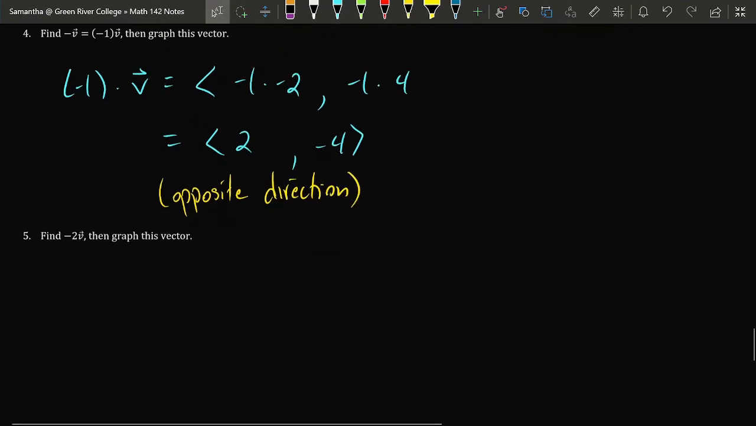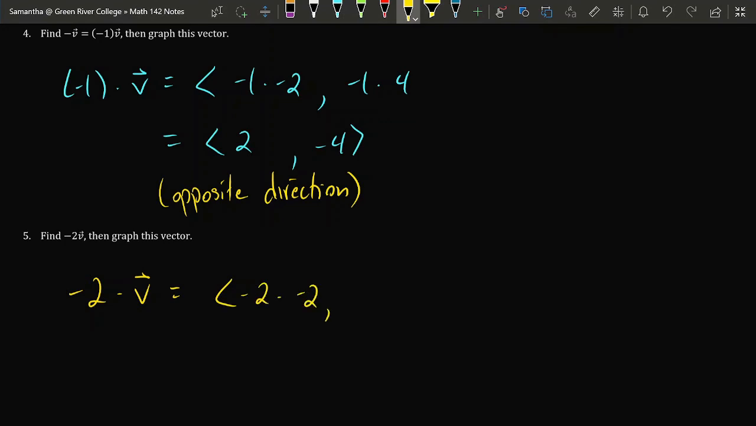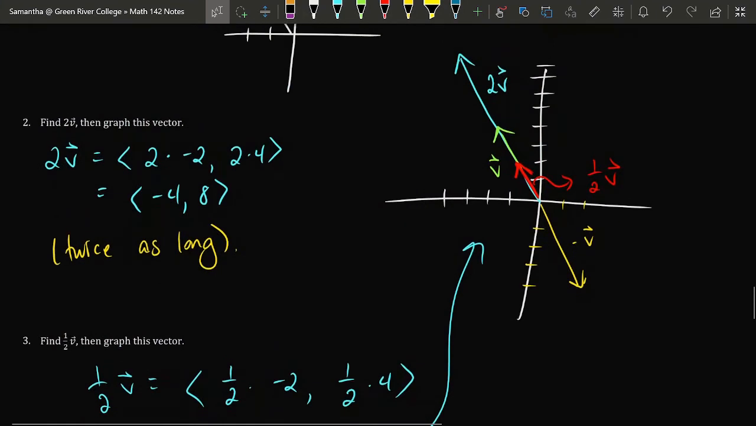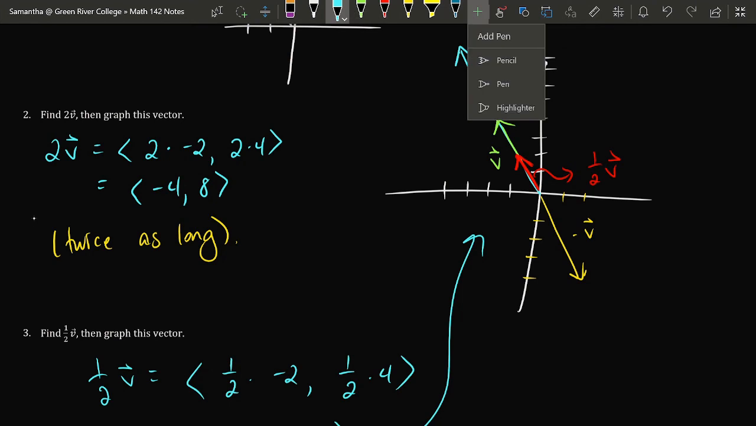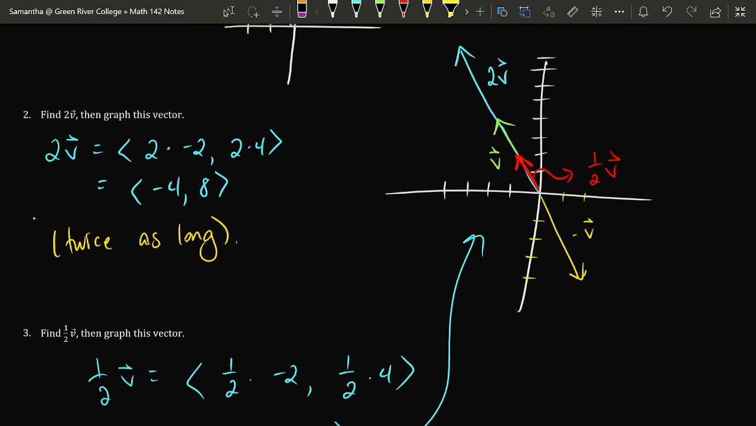And what if I combined 2 of those actions? What if I multiplied by 2 and also by -1? Result, multiply by -2. If I do the component-wise multiplication, then I get the result +4, -8. And so if I graph these on the same set of axes, oh, I'm running out of colors. What am I going to do? Pink. Okay, pink. Then this one is going to be twice as long and point in the opposite direction.